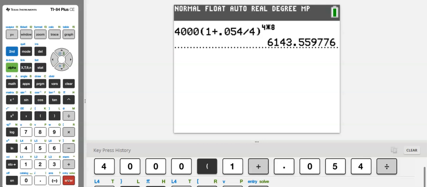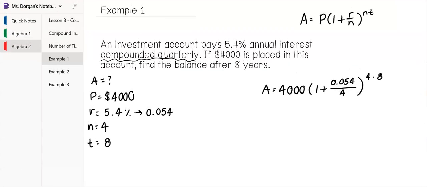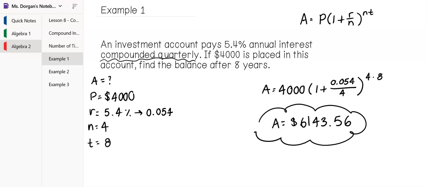All right, so we press enter and we have 6,143.56. So our amount in the account after 8 years is $6,143.56. And this is our final answer.